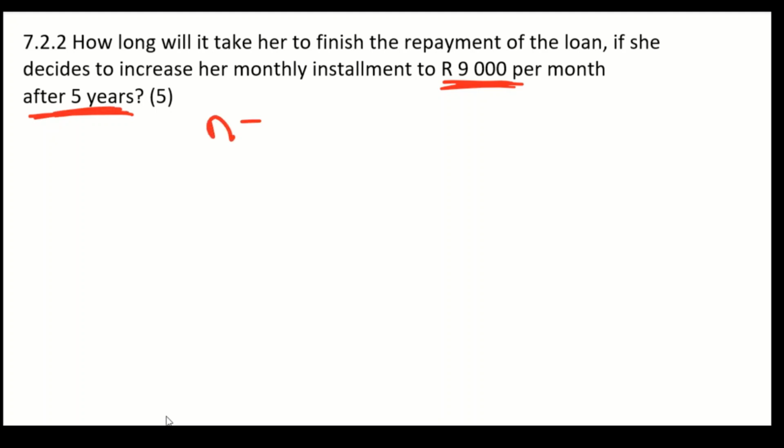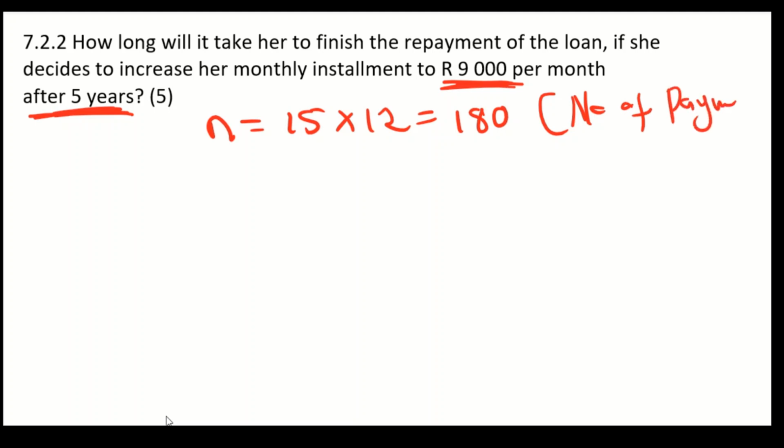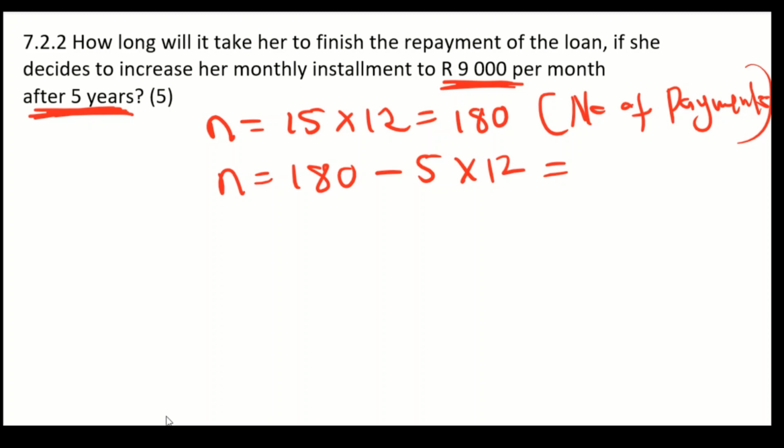Remember that n initially was 15 times 12, right? If you punch that in your calculator, 15 times 12, you are getting 180, right? So the initial number of payments. Now we are talking of after 5 years. After 5 years, this person is going to change their monthly payments in the loan. So you're going to have n is equal to 180 minus the 5 years times 12.